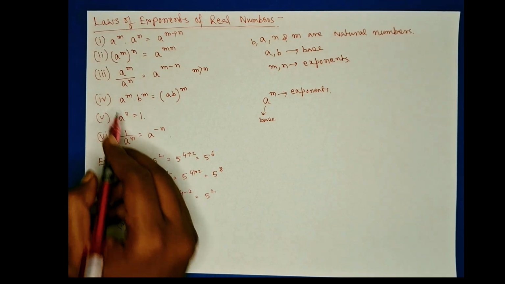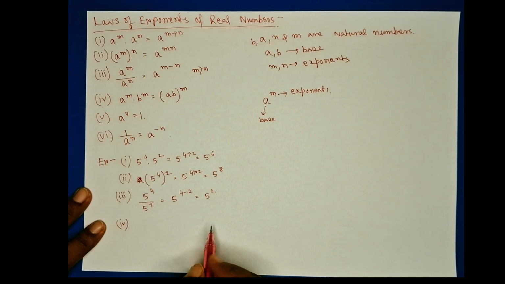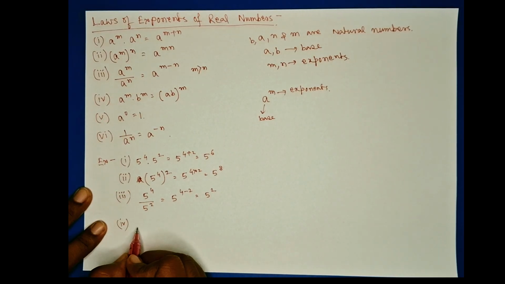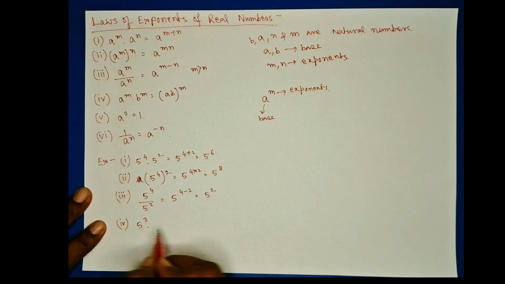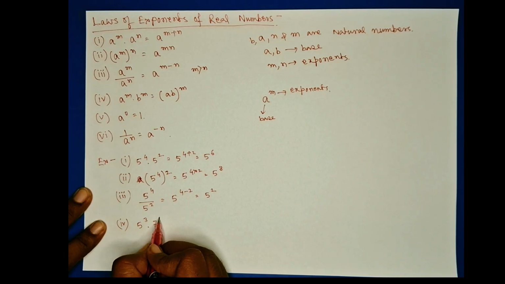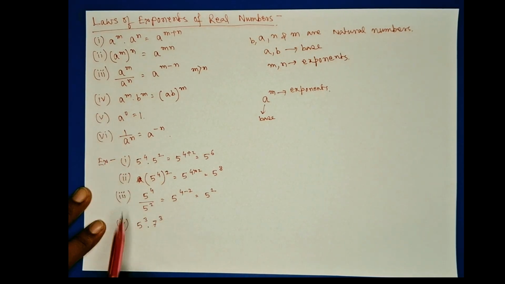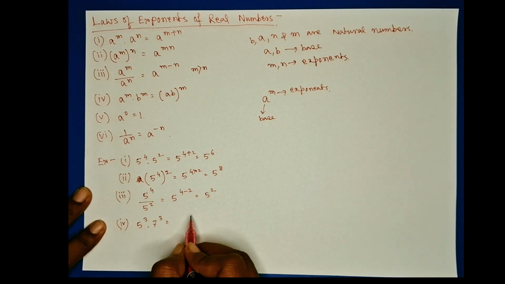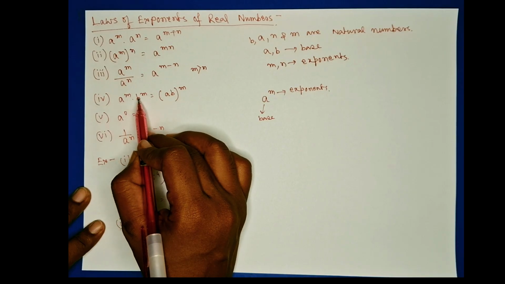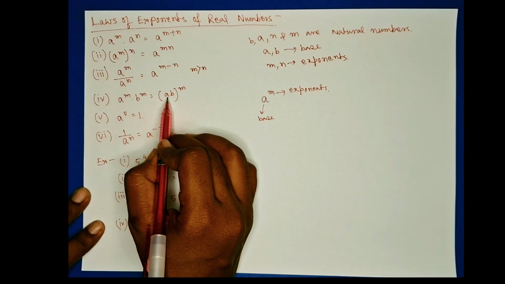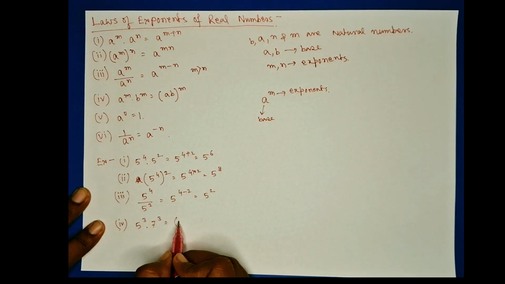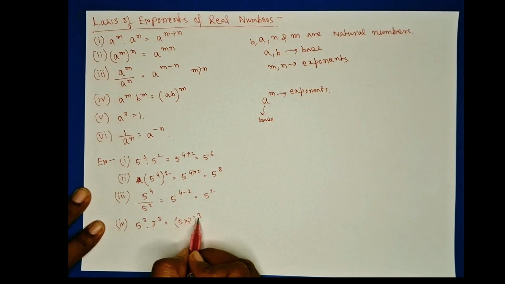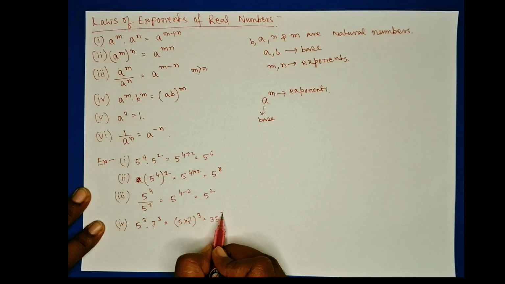Let me take a fourth example. Consider a as 5 and m as 3 and b as 7 and m will be 3. So this is similar to this fourth one. 5 to the power 3 into 7 to the power 3 will be equal to, so what is a to the power m into b to the power m? It is equal to a into b whole to the power m. So here it will be 5 into 7 to the power 3, that is equal to 35 to the power 3, or 35 cube.